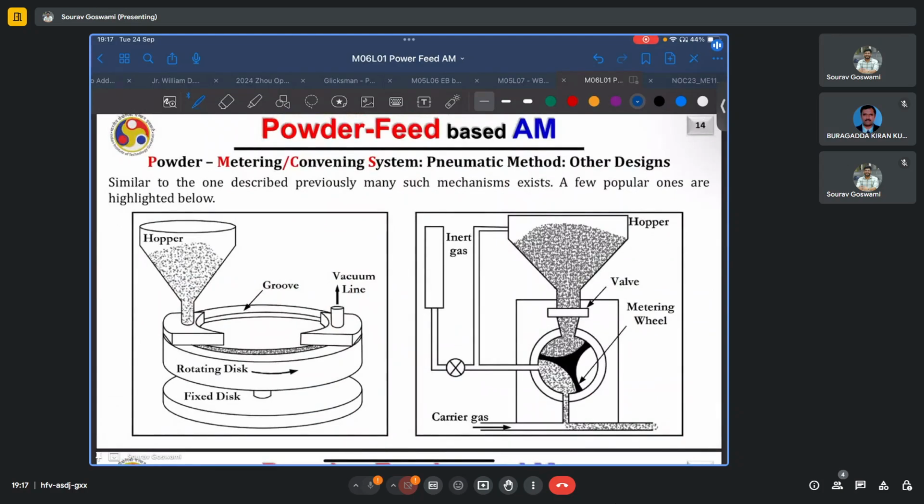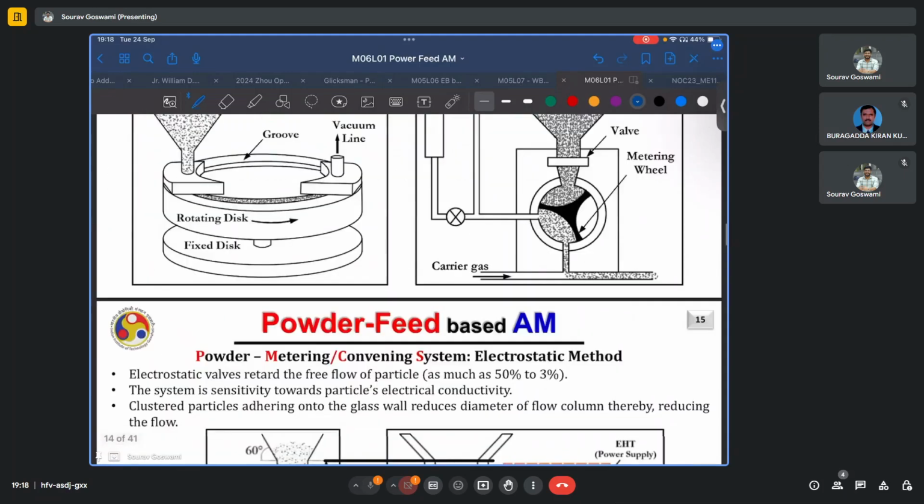For pneumatic methods, there might be certain other designs, which, though popular, are not commercially implemented to the extent of the one we saw previously. So in one case, you may have a hopper through which powder falls out under the action of gravity, enters a groove of a rotating disc, and then a vacuum line pulls this powder out and deposits it into the necessary region. A second may have a metering wheel, which, through the interaction of carrier gases, again transports a requisite quantity of powder into the desired region.